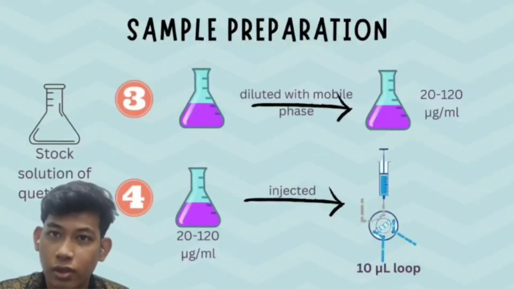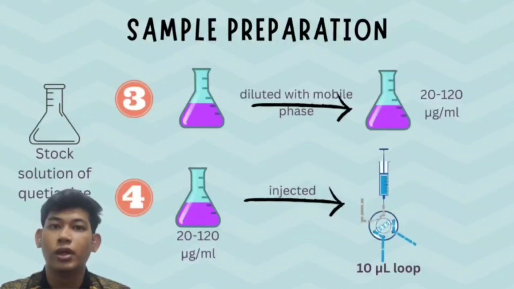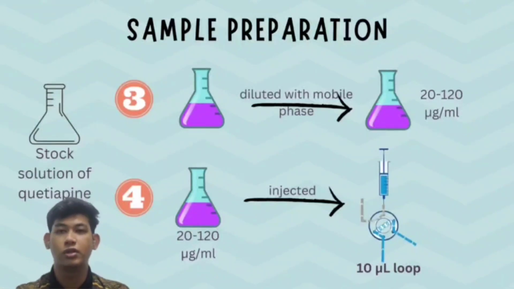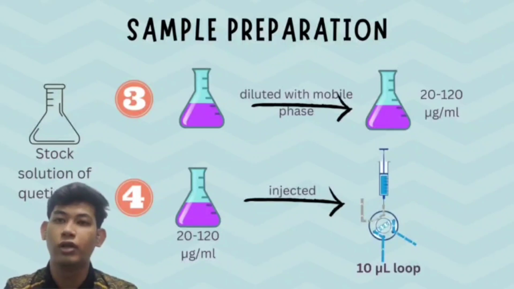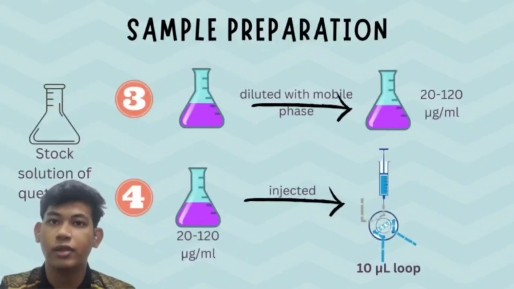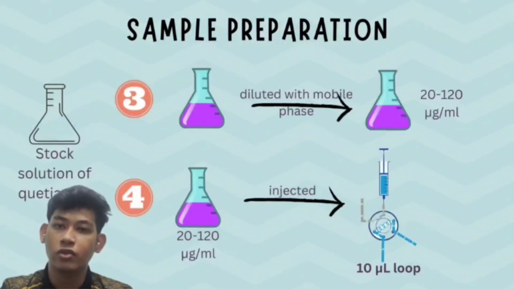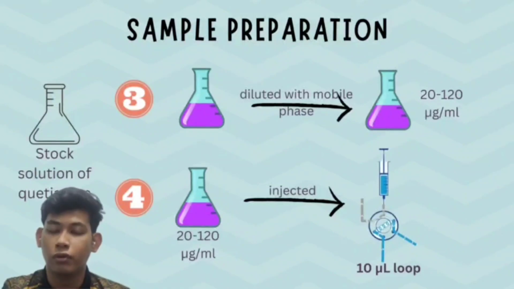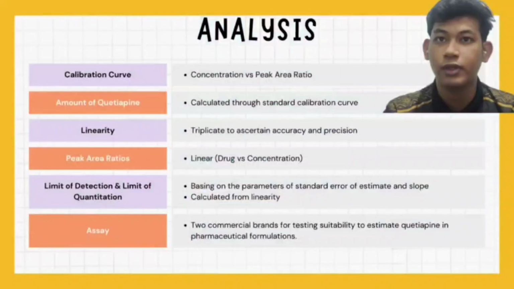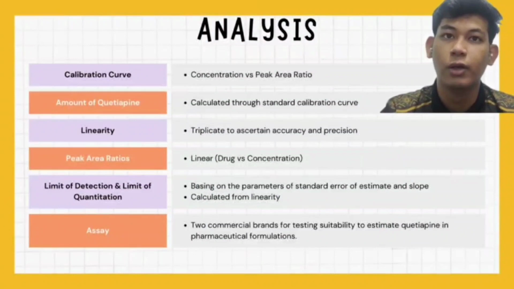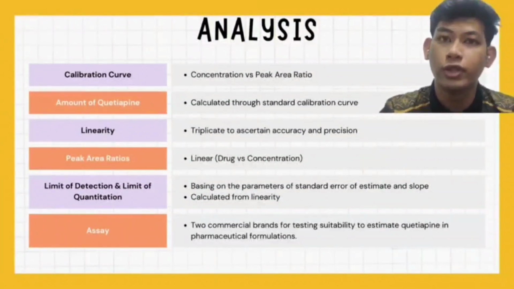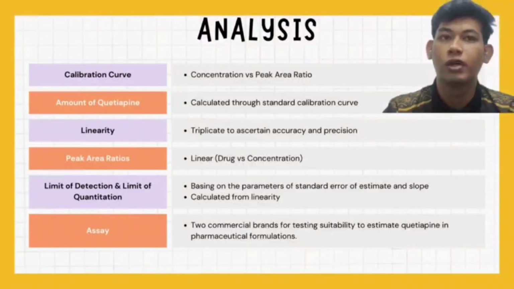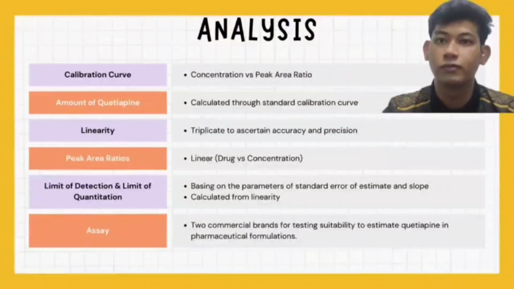The subsequent dilution of the solution was made with mobile phase to get concentrations of 20 to 120 microgram per milliliter. The standard solutions prepared as before were injected into the 10 microliter loop and the chromatogram was recorded. The calibration curve was constructed by plotting concentration versus peak area ratio. The amount of quetiapine present in the sample was calculated through the standard calibration curve.